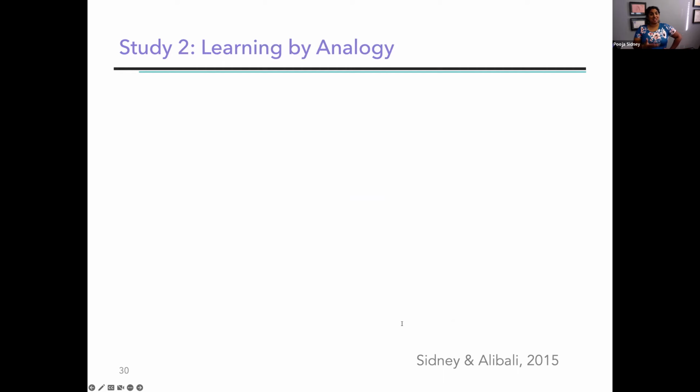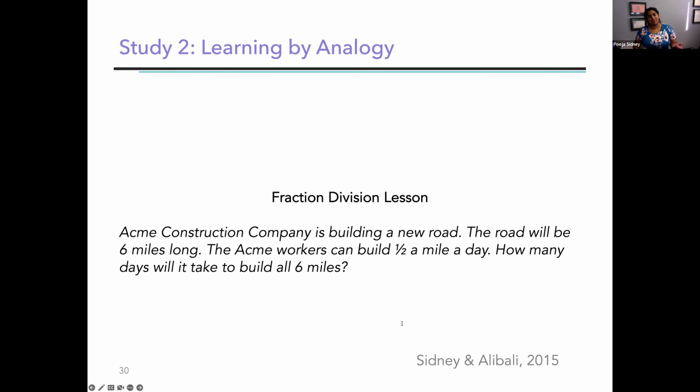Okay, so in the second experiment, we gave children a lesson. We actually gave instruction about fraction division. This lesson was couched in a story about the Acme Construction Company. They're building a new road. The road will be 6 miles long. The builders can build half a mile a day. So how many days will it take to build all 6 miles?